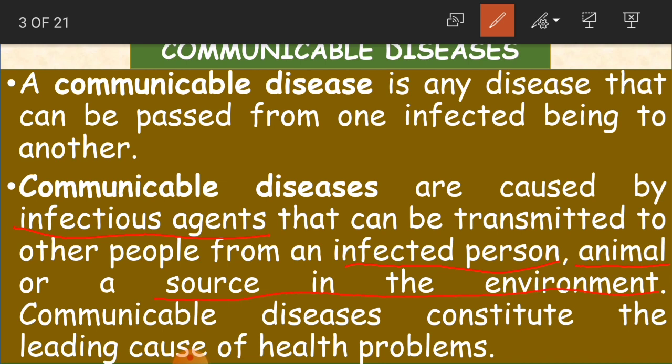How do we get these communicable diseases, children? Through an infected person, an animal, or a source in the environment. A source in the environment is like our air, water, food. Even these also cause communicable diseases. And communicable diseases constitute the leading cause of health problems.